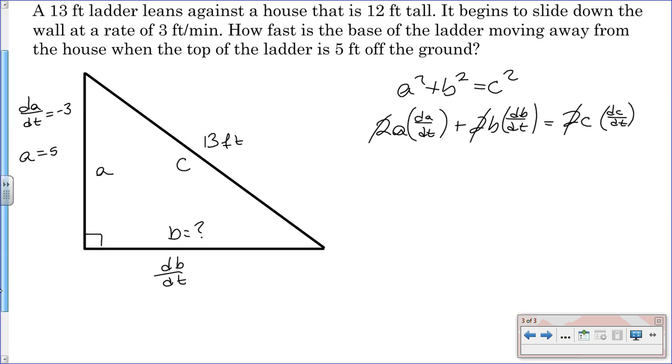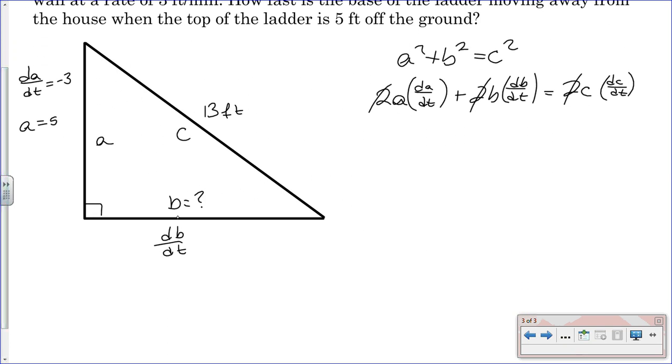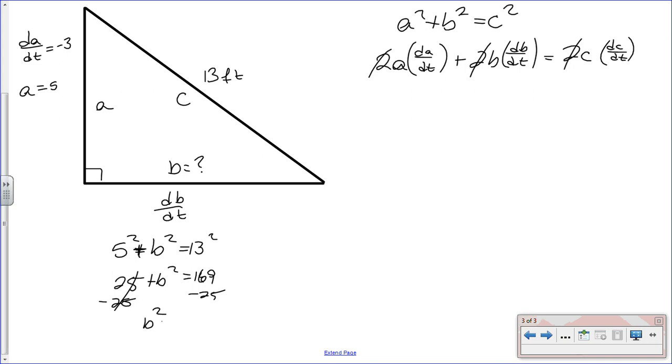All right, so we know that. Now let's find b, because we're going to need it. Again, the Pythagorean theorem is a squared plus b squared equals c squared. So 5 squared plus b squared equals 13 squared. So 25 plus b squared equals 169. Subtract 25 from both sides. We know that b squared equals 144, so b has to equal 12. Okay, so we found b.